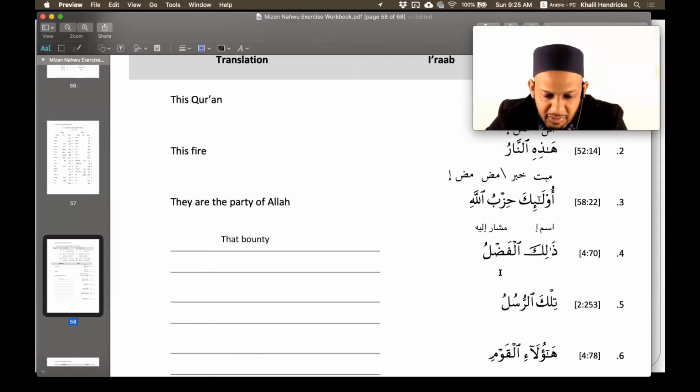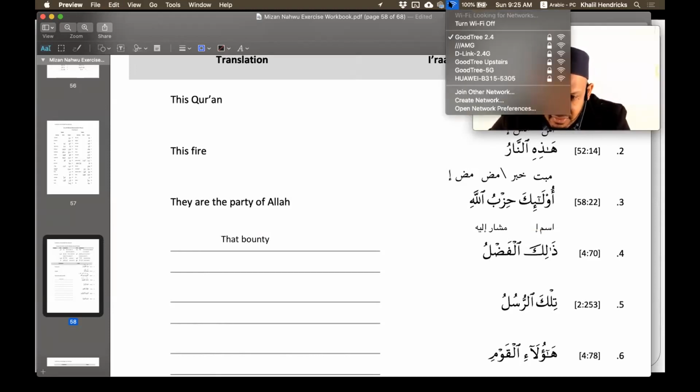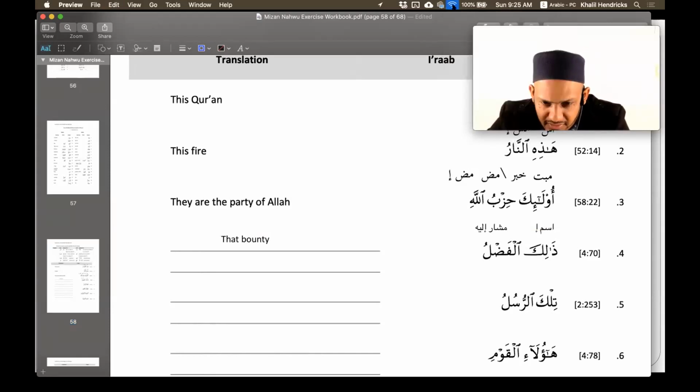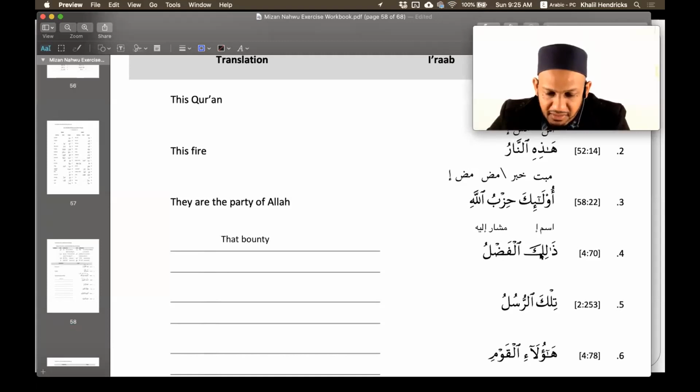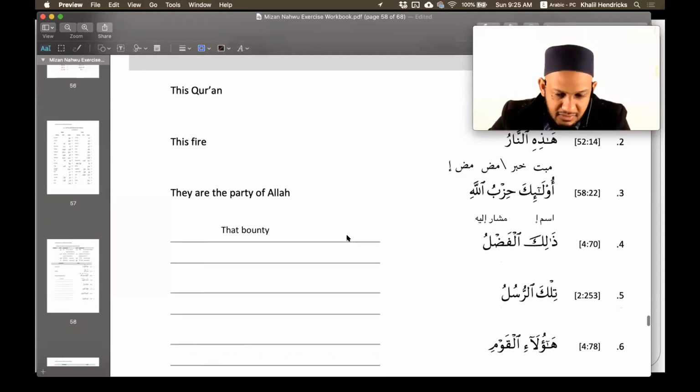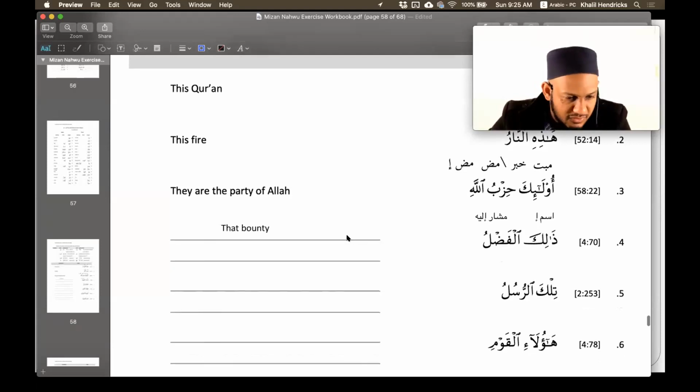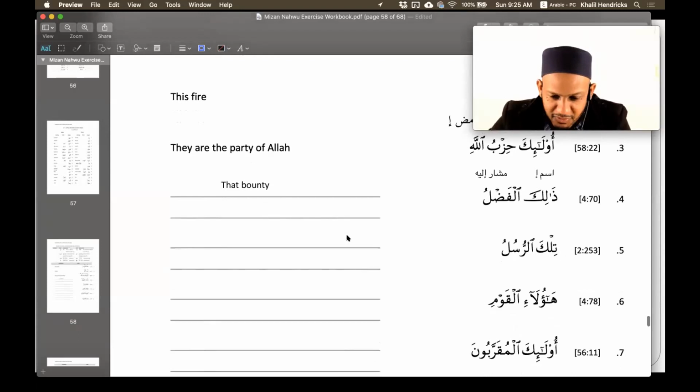Just remember the musharun ilayhi. Yes. It's in raf'un. It is in raf'un. Good, because the fadlu is a follower of the dhalika. So dhalika al-fadlu means that bounty. Dhalika is the ismul ishara, and the al-fadlu is musharun ilayhi. Okay, good. I have 2 hands up. Are you volunteering to go? Or you have a question on that one?